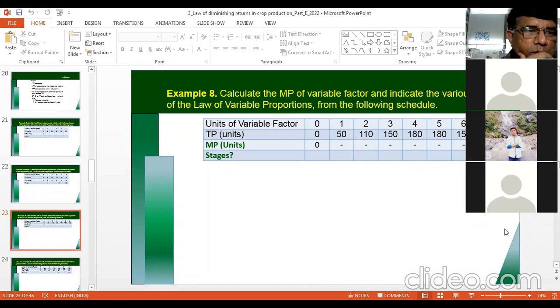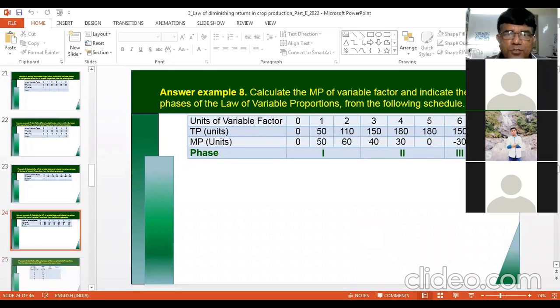Sir, up to the third column, it's first stage. Okay, good. And then up to unit 5 of the variable factor, that means 1, 2, 3, 4, 5, 6 columns, it is phase 2. Correct. And last is phase 3. Yeah, that's good. So everybody can check your answers.